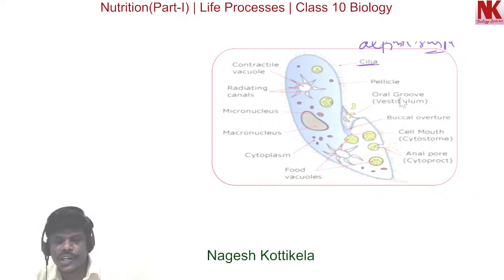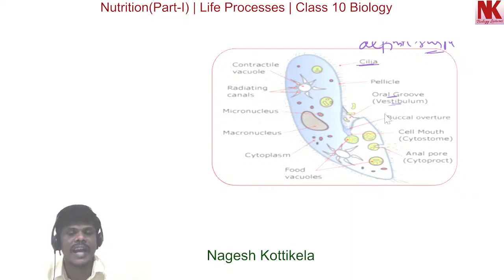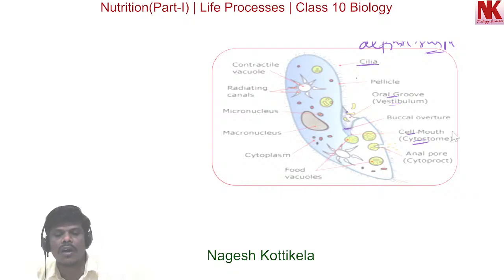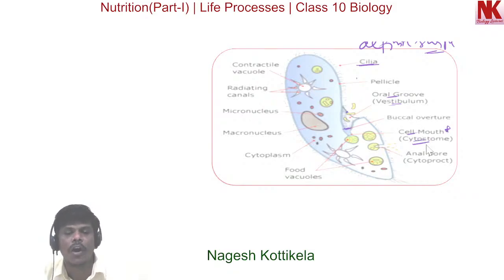You can see here the oral groove or the vestibulum. Through this oral groove, the food particle enters the cell mouth or cytostome. Because of the movement of cilia, the food particles are transferred to this site called the oral groove or vestibulum. Then through the buccal aperture, the food particle passes and reaches the cell mouth or the cytostome. One of the very important words for the exams: cytostome, or the cell mouth. Through this the food is ingested.